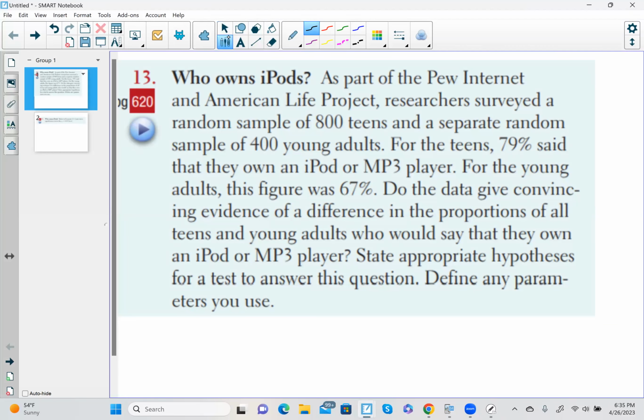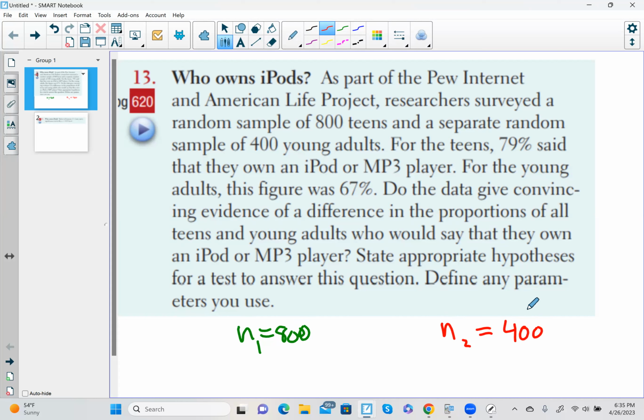And it's saying, as part of the Pew Research and American Life Project, researchers surveyed a random sample of 800 teens. So N equals 800. And I'm going to call this N1, meaning the first group. And then there was a second random sample. I'm going to use a different color for them. N2, which is 400 young adults.